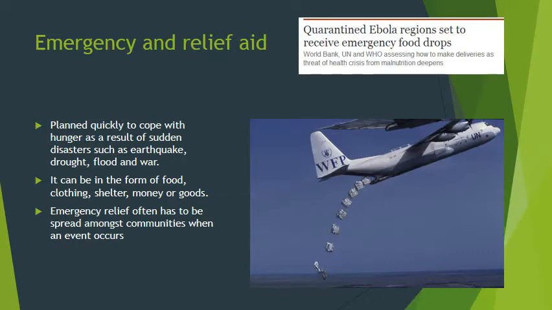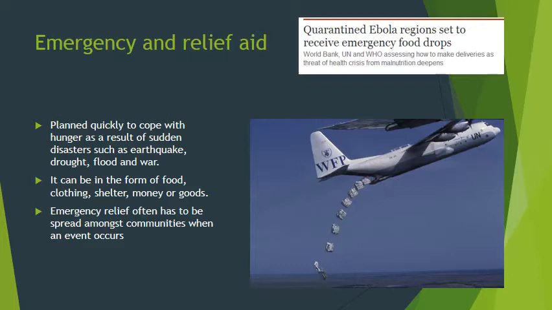Now, there's a couple of ways that these agencies can give people aid. The first way is through emergency or relief aid, and this generally needs to occur because there's been some sudden disaster like an earthquake. You can see in the picture that's actually the World Food Programme plane, and they're dropping food bundles down to people who need it. So it can be in the form of food, clothing, shelter, money or goods, and it's often got to be spread amongst communities because the event affects a lot of people.